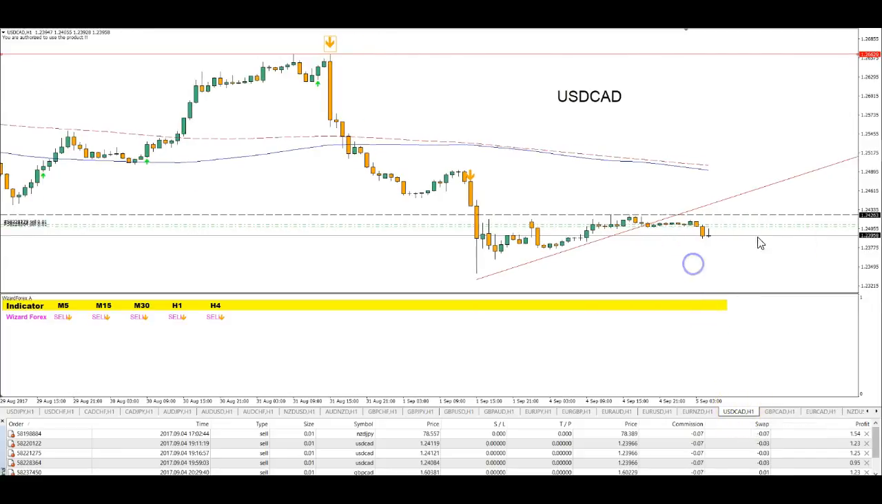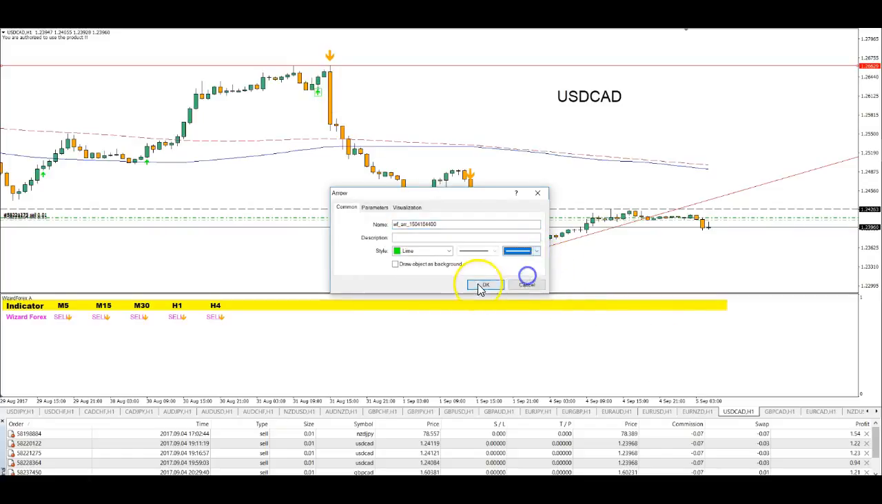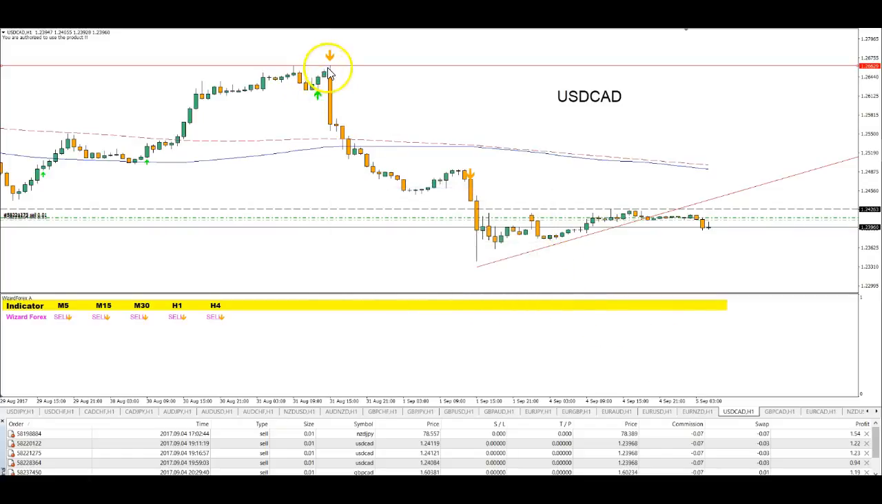USD Canadian. Last week we had a trade signal. Notice that the buy signal here, let me make it bigger, is going against the overall direction of the market, and it was short-lived. It went up for about 1 hour and just collapsed. And that was one trade signal.